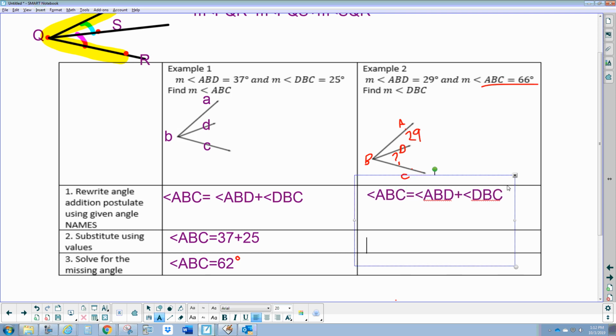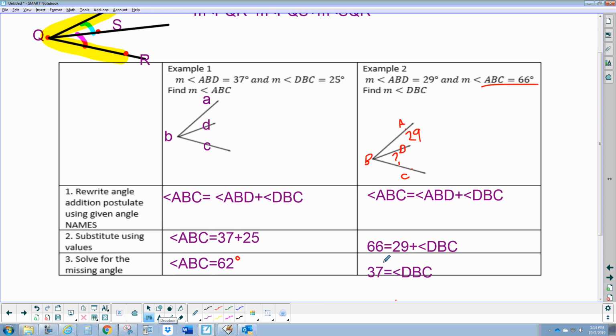But now when we actually substitute our values, we know angle ABC, which is 66, so that is equal to ABD, which we know is 29, plus angle DBC, which we don't know. And then we can use algebra. We'll subtract 29 from both sides, and when we do that, we get 37 is equal to angle DBC. And again, make sure you use your degree sign.